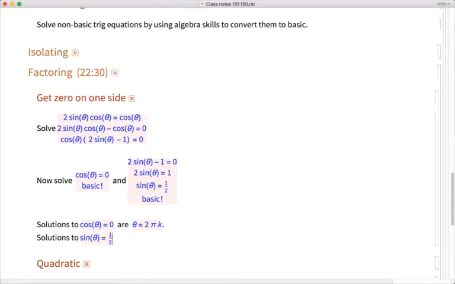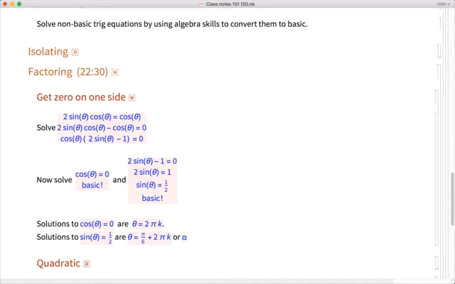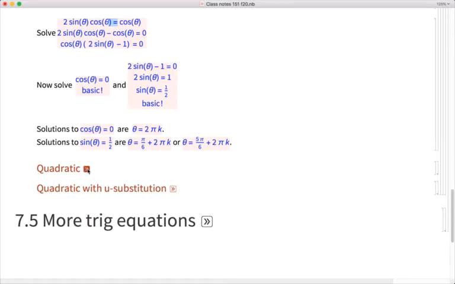Here we have pi over 6 as one solution in the interval, and we add on a 2 pi k, or the other one where the sine is a half. Again, this is a unit circle, is 5 pi over 6, and we add 2 pi k to that as well. So these three collections here are representing the solutions to this original equation. Okay.